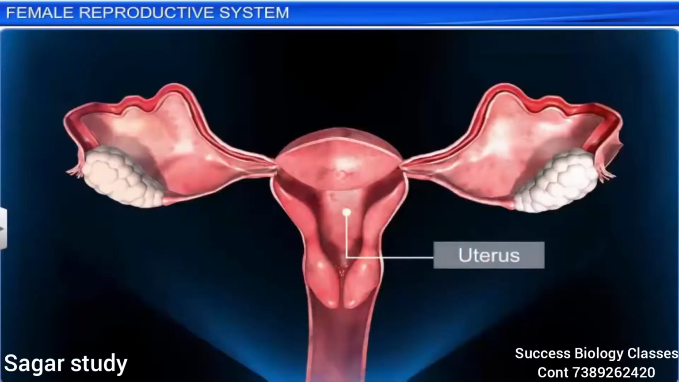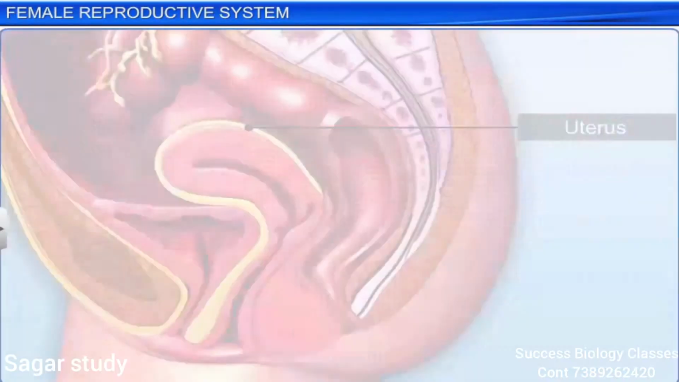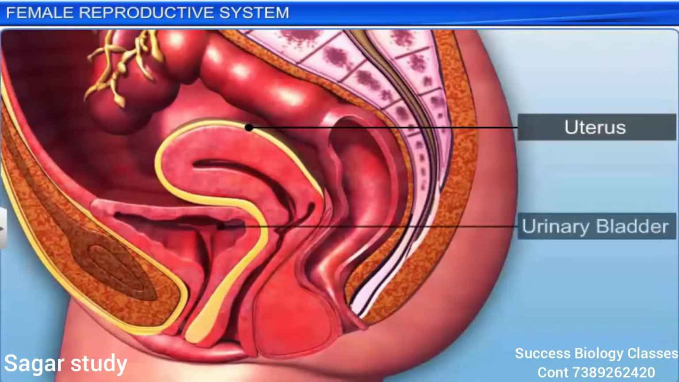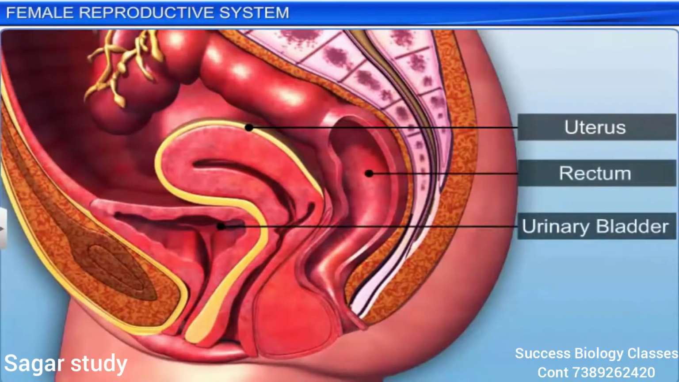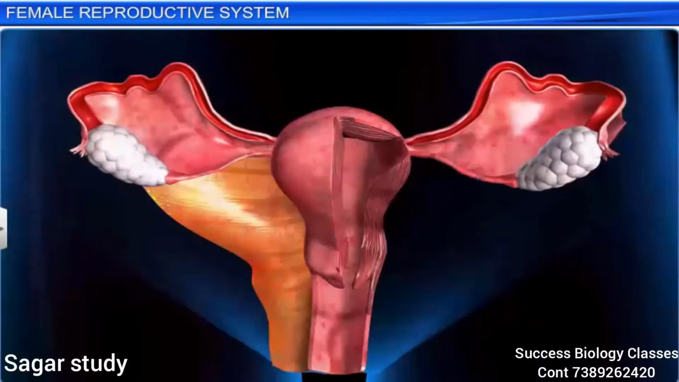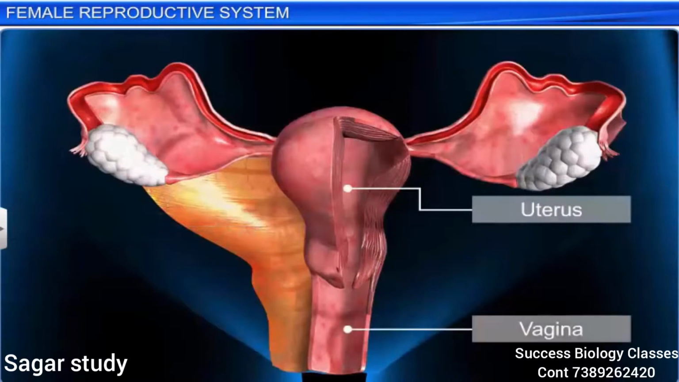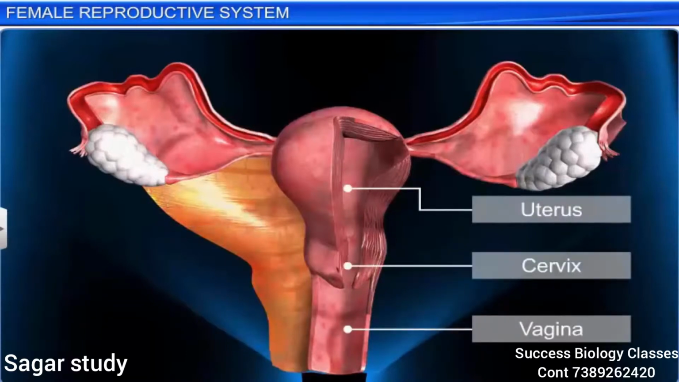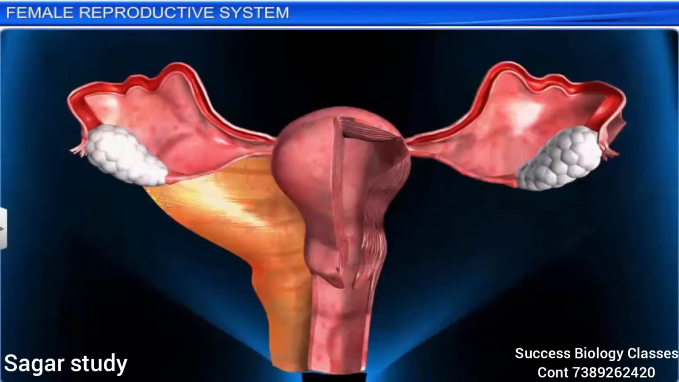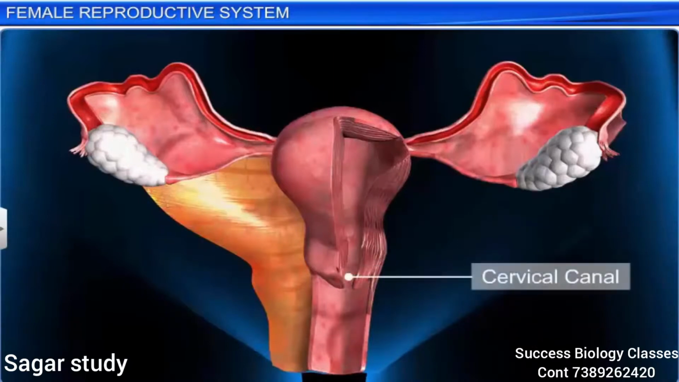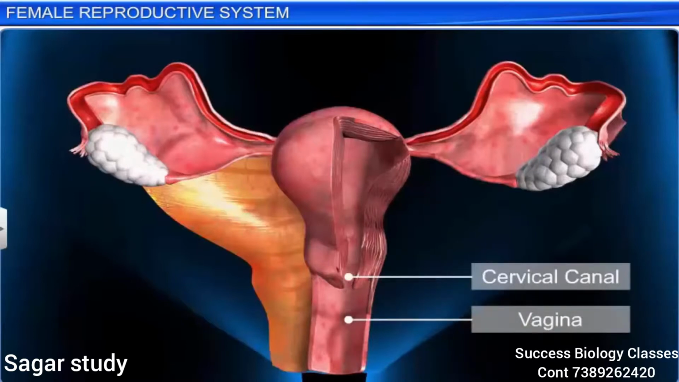The uterus is a hollow, pear-shaped muscular organ and is highly distensible. It is situated in the pelvic cavity between the urinary bladder and the rectum. It is also known as the womb. It is supported by ligaments attached to the pelvic wall, known as mesometrium. The uterus opens into the vagina through a narrow cervix. The cavity of the cervix is called the cervical canal, which, along with the vagina, forms the birth canal.